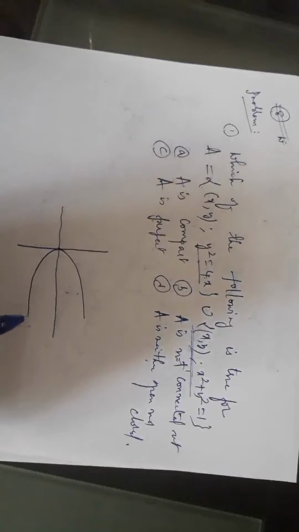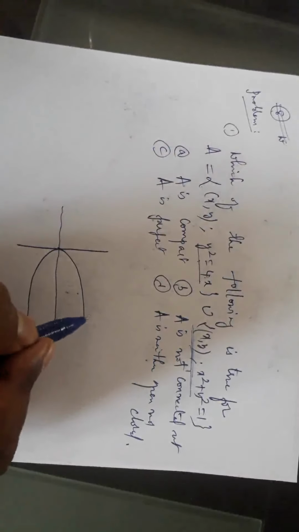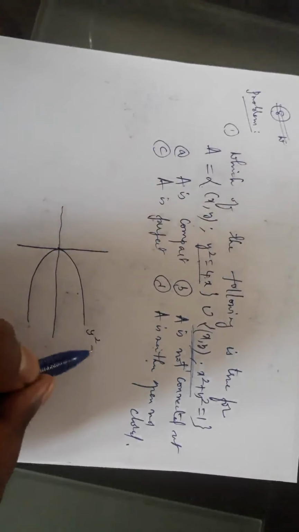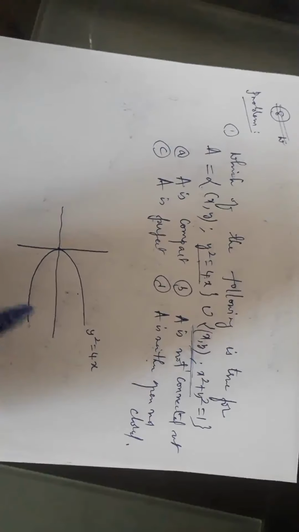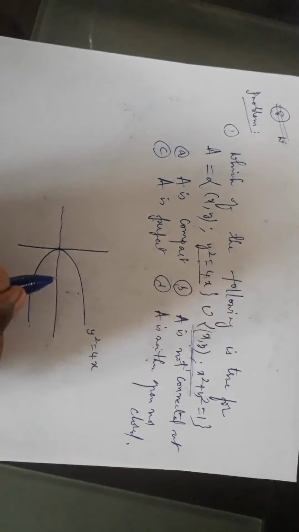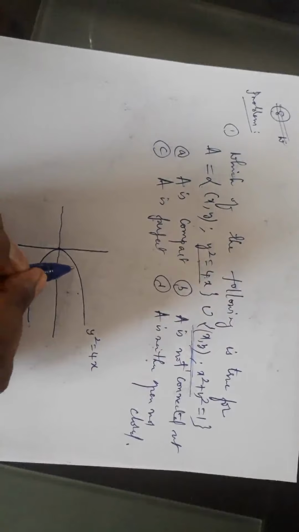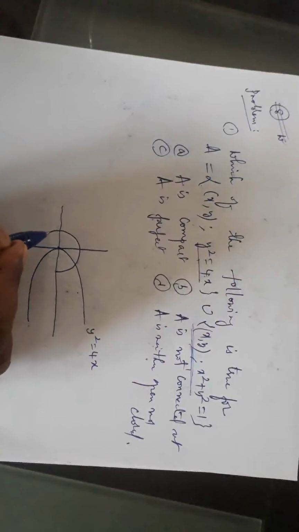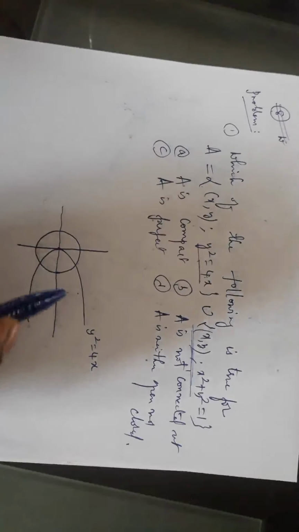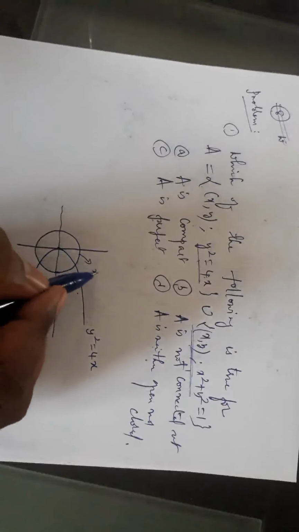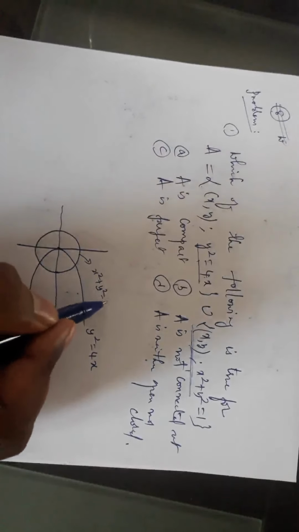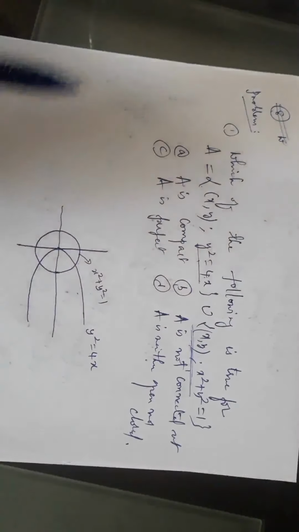So the axis is the x axis. This is y square equals 4x. Then the other is x square plus y square equals 1. That is a unit circle. Now what is the situation? Just think about the options.